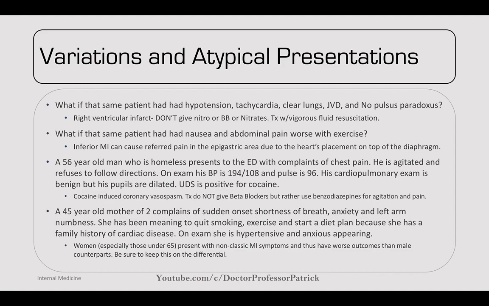Beta blockers would cause a blockade of the beta adrenergics, but they do not block the alpha adrenergics. So cocaine would continue to activate the alpha adrenergic and cause extremely high blood pressure.